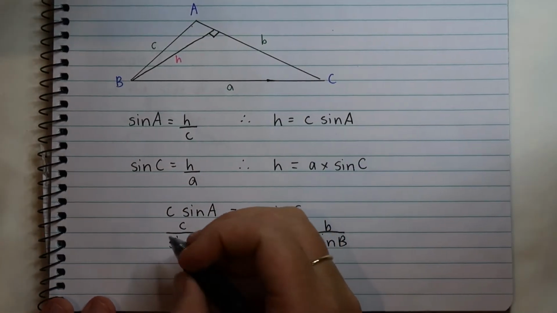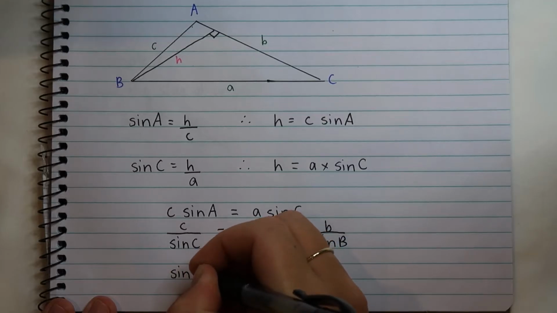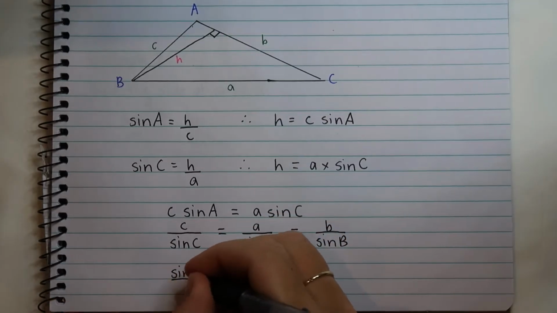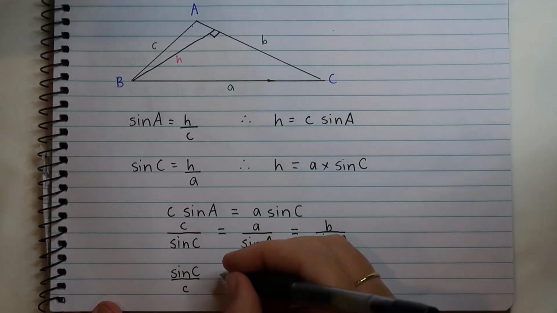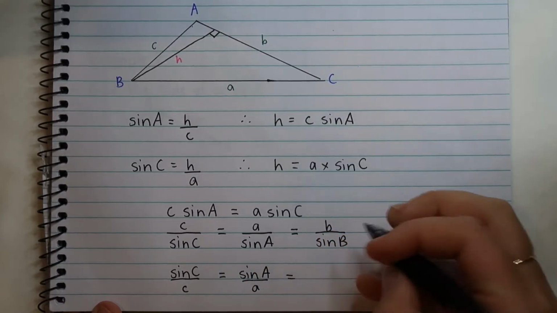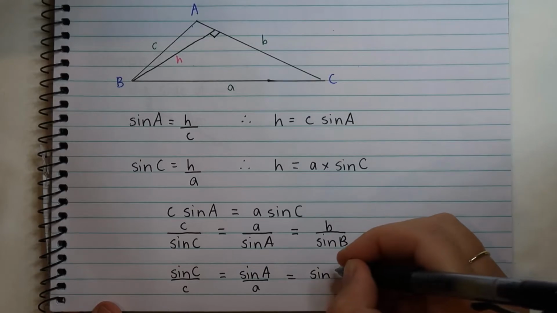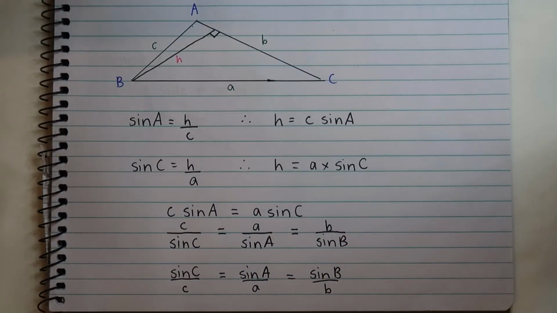This can also be written as sine C over side C equals sine angle A over our side A equals sine angle B over our side B. So this is our rule that we're going to use.